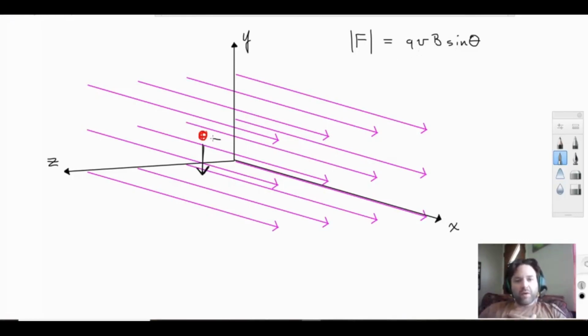So if you have the B field this way and the velocity this way, then the angle is actually going to be between the velocity and the B field. Okay. Now notice what this means in terms of trigs.